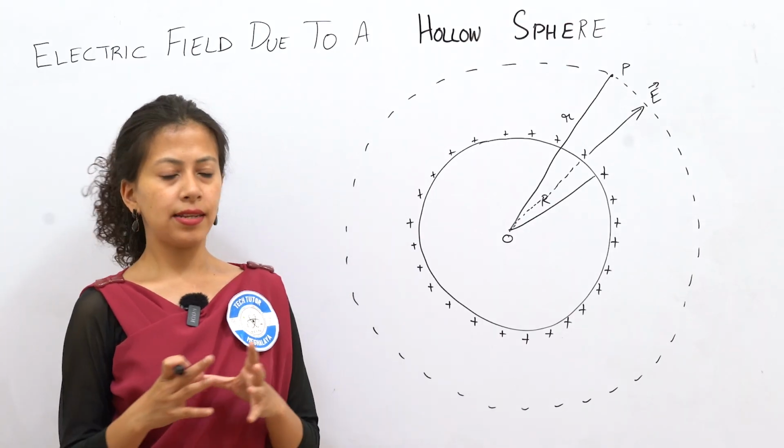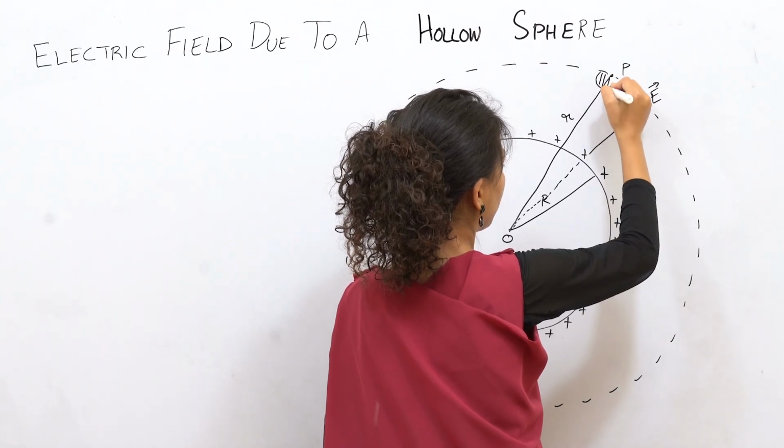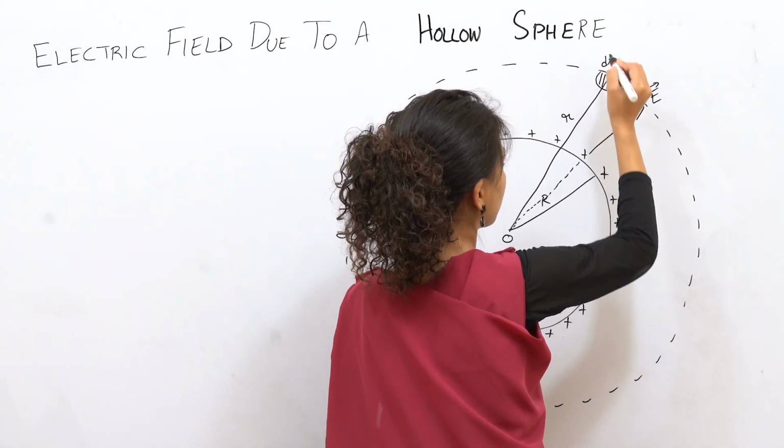This area ds is considered at this point, here around point P. This is my area ds.